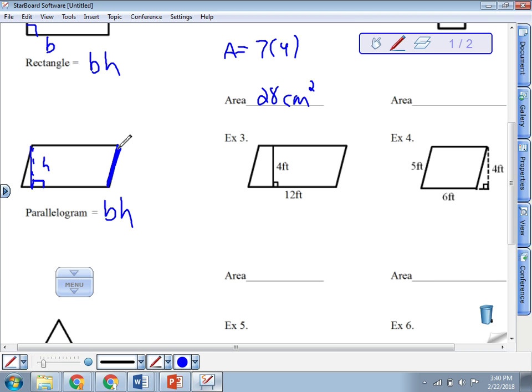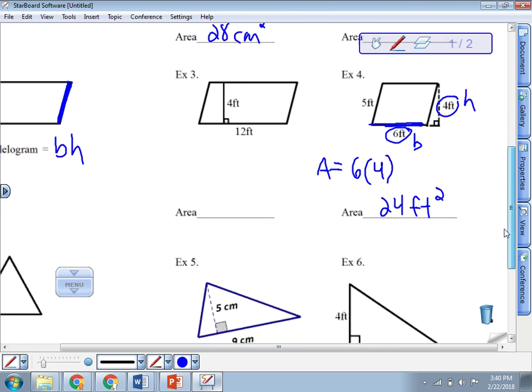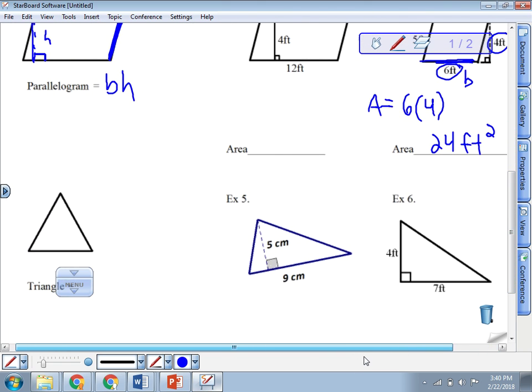The first example is pretty straightforward. I want to take a look at the second one here. We've got all sorts of numbers. Which do we need? Base and height have to be perpendicular. So here's our base. These two lines are perpendicular, and they had to extend that side to create that right angle. So here's our height, and this would be our base. When we use the formula, area equals base times height, that's just 6 times 4, so it would be 24. In this case, it's feet squared. So there are parallelograms.